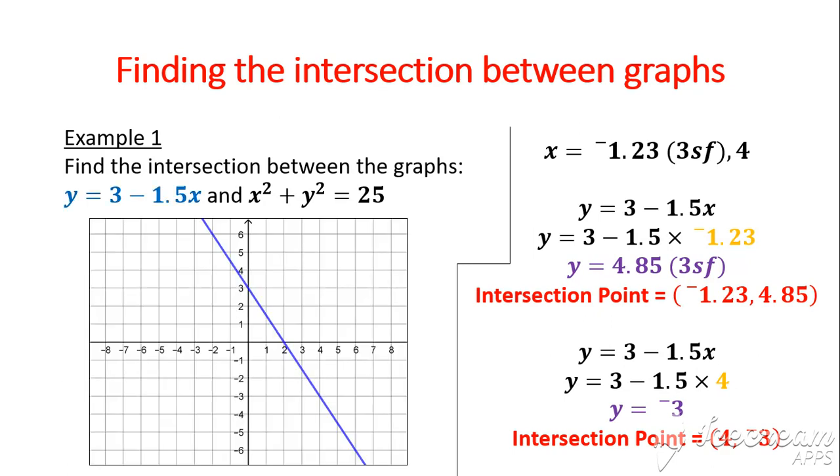Right, what have I done? Here's my straight line graph, here's my circle, those are my two intersection points. I've found my first intersection point at the coordinate negative 1.23, 4.85, and I found my second intersection point at the coordinate 4, negative 3.